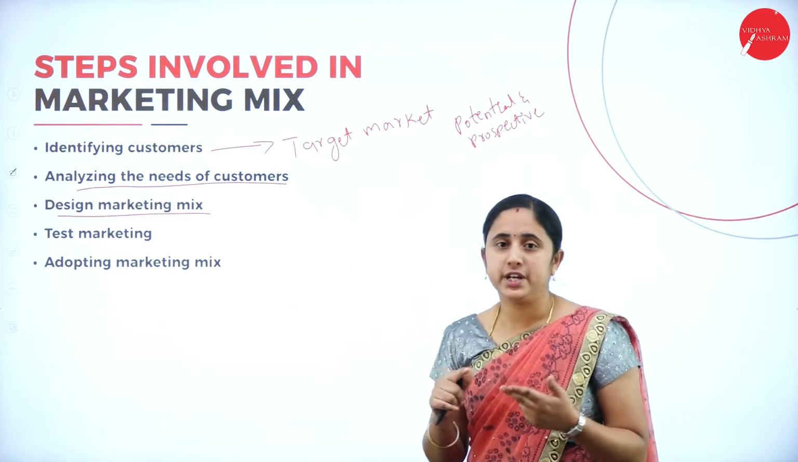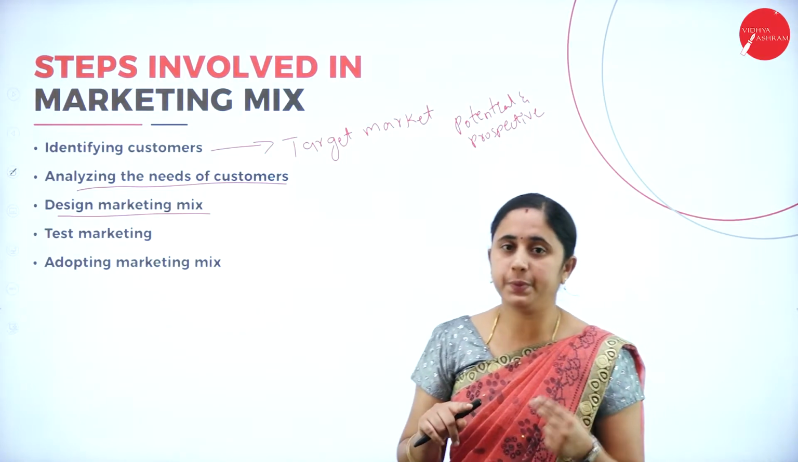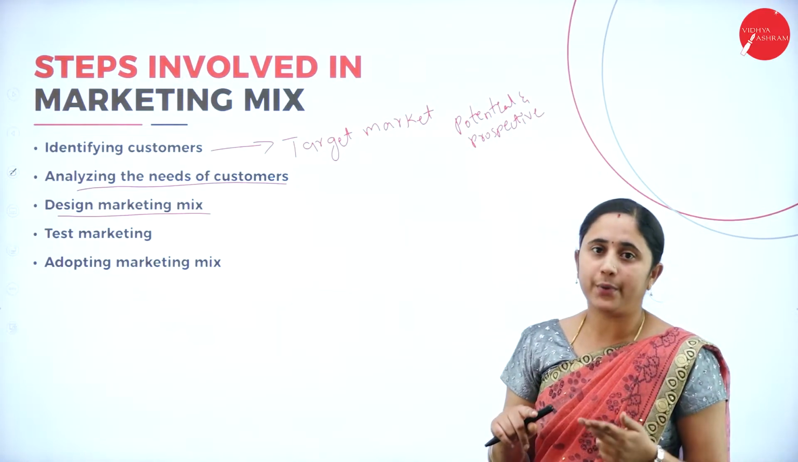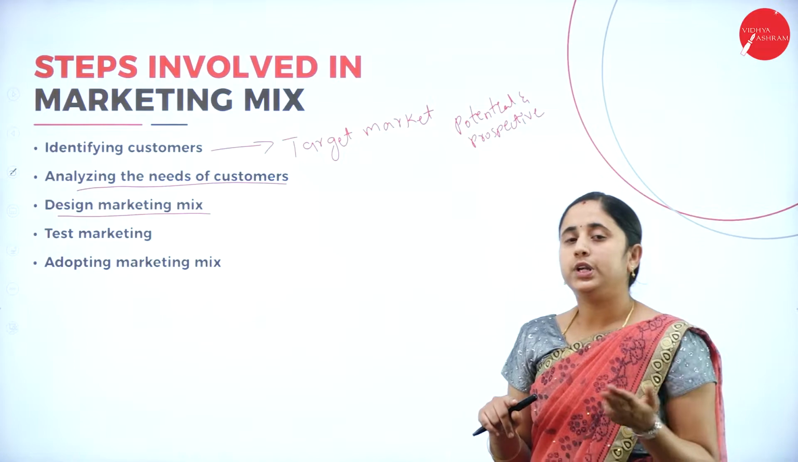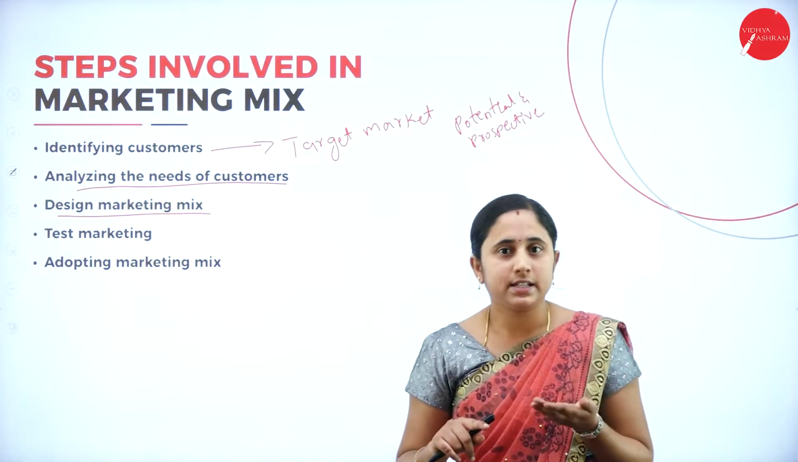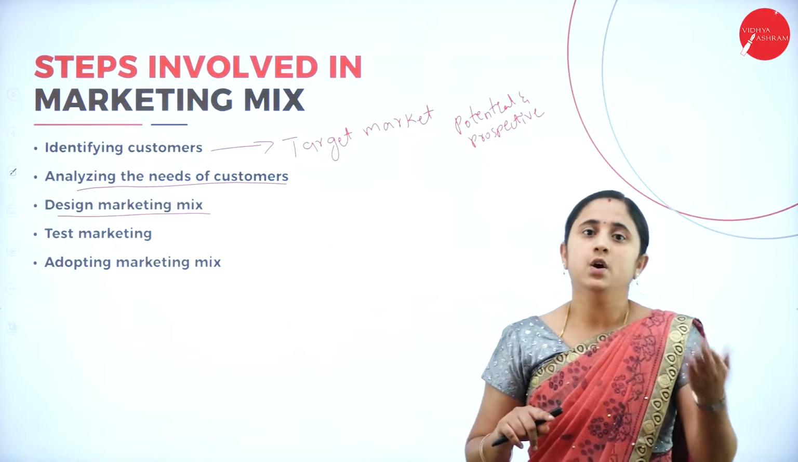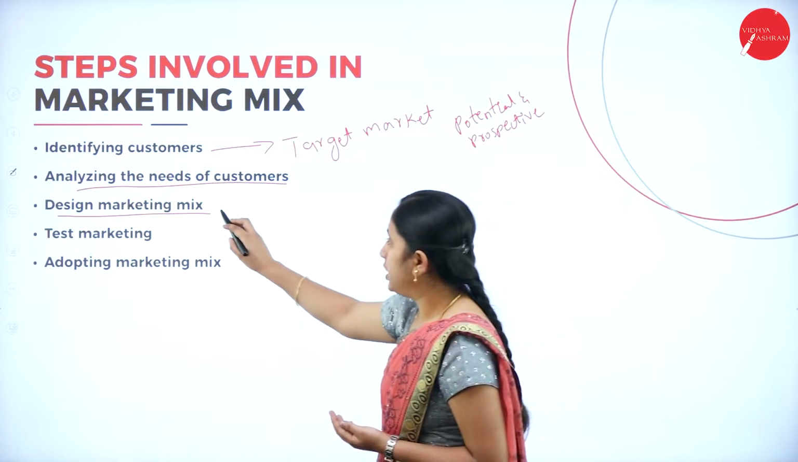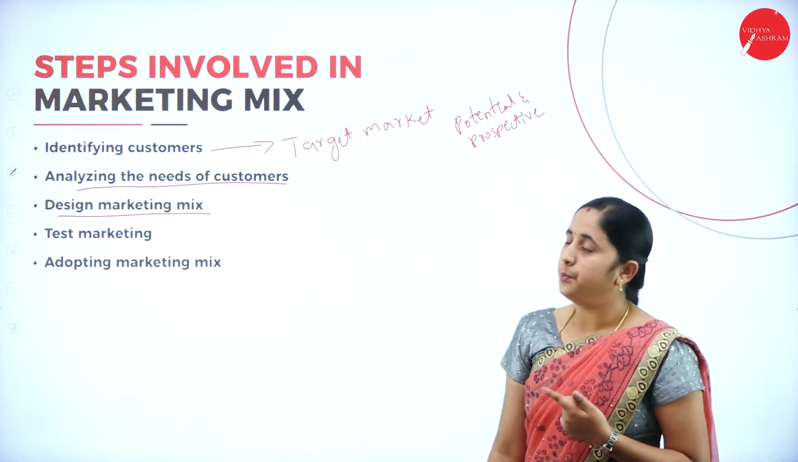Then promotional, necessary promotional activity should be taken to reach the customer, to give the information about your product. Then place, you need to distribute your product where it is needed. When the demand is increased, you need to supply the product when it is needed. You need to supply at the right time, at the right place. So you need to design the marketing mix properly.